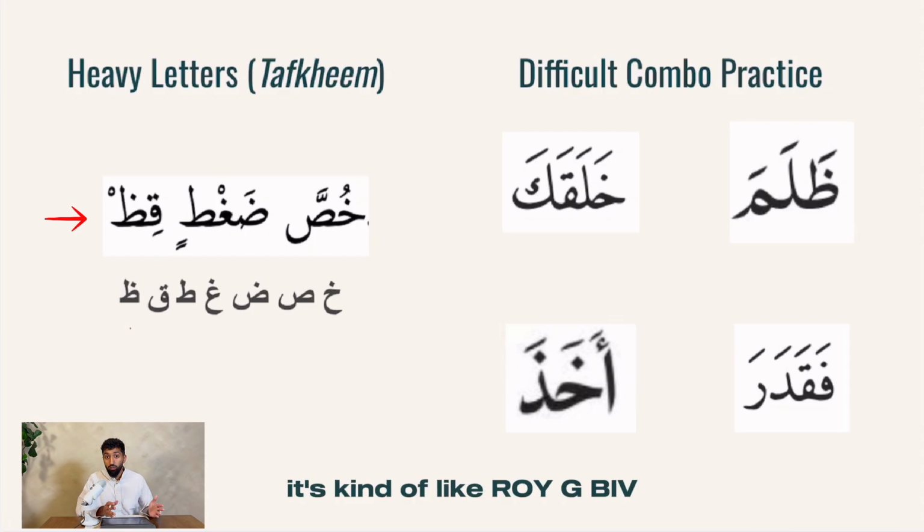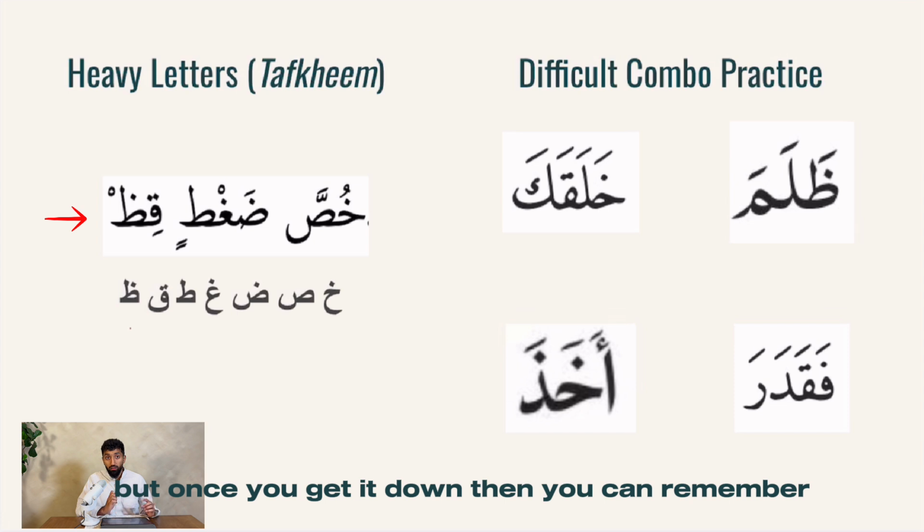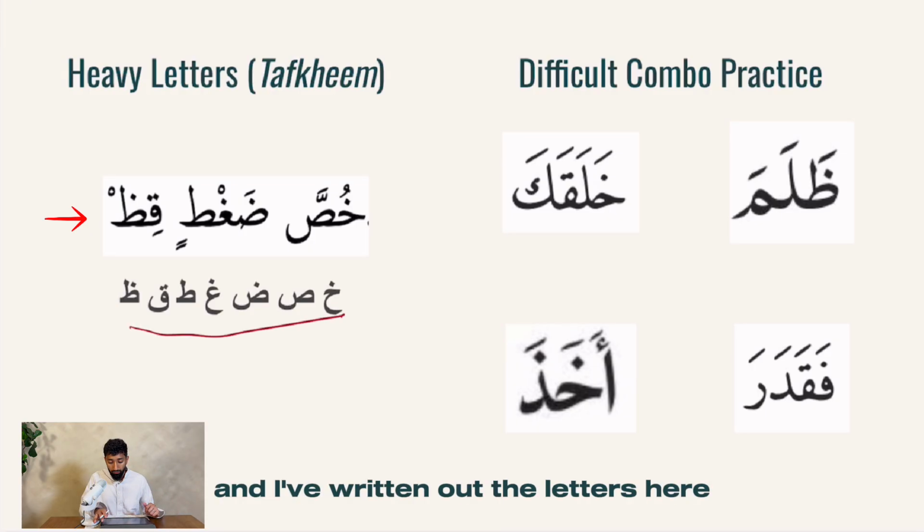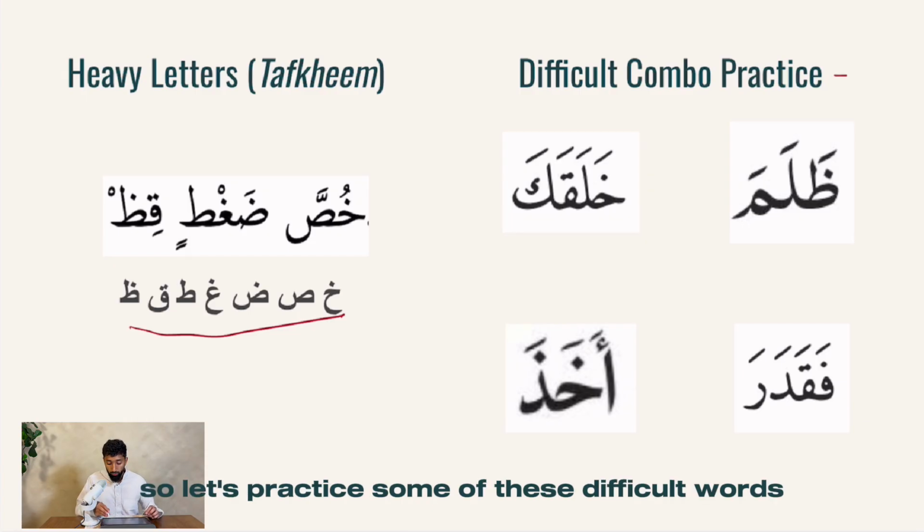It's kind of like Roy G. Biv. But once you get it down, then you can remember, okay, these are the 7 heavy letters. Everything else is not heavy, except alif, lam, ra, which are the 3 sometimes heavy, sometimes light. And I've written out the letters here. So let's practice some of these difficult words.